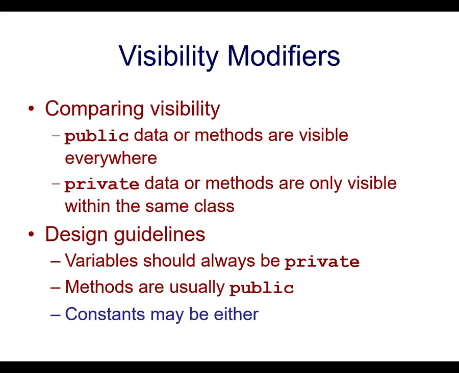Constants are different from variables because they cannot be changed. For that reason, public constants are acceptable if the expectation is that other classes will need access to them. If not, making them private is fine too.